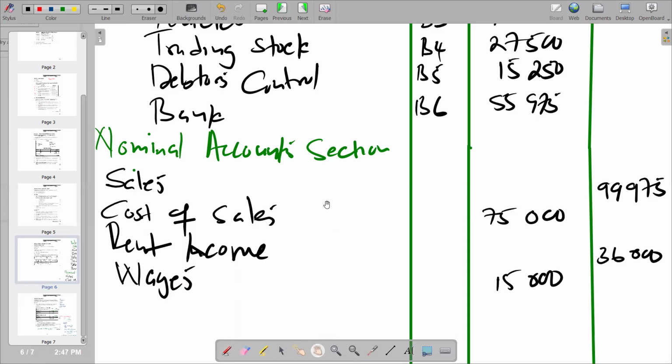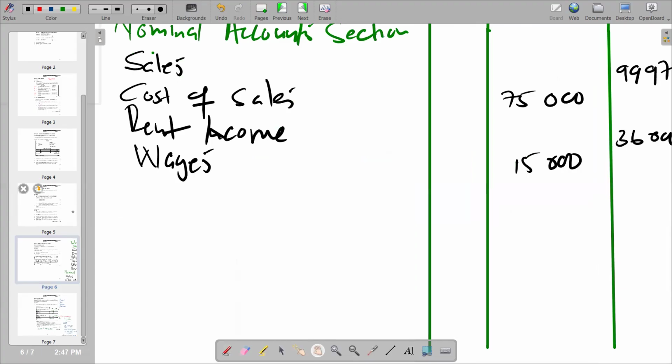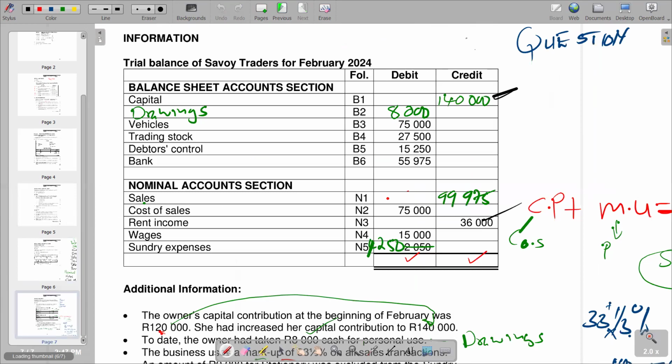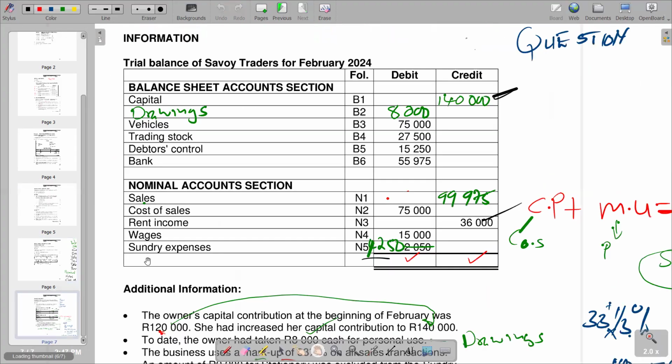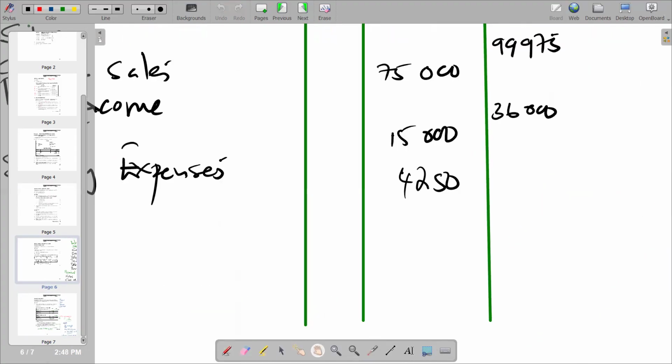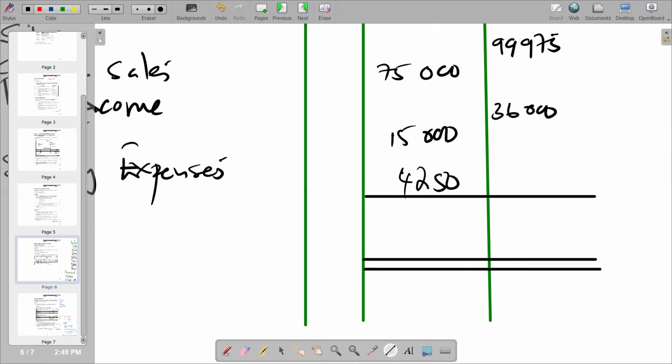And then we'll go to the next one, which is sundry expenses. But if you go to our question, you see that sundry expenses, we recalculated it and got 4,250 here. So we are going to put our 4,250. So from there, you can now put your double lines. Remember, sundry expenses is the last item that we have. So this is what we have.